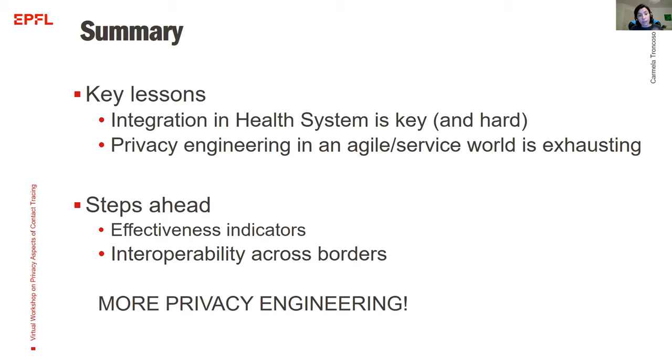And privacy engineer in an agile service world, like this agile thing that is changing all the time when I have services like these GAN libraries, is exhausting. The amount of work that we have been doing and the amount of times we have redesigned every mechanism is amazing. And now we need more things, right?